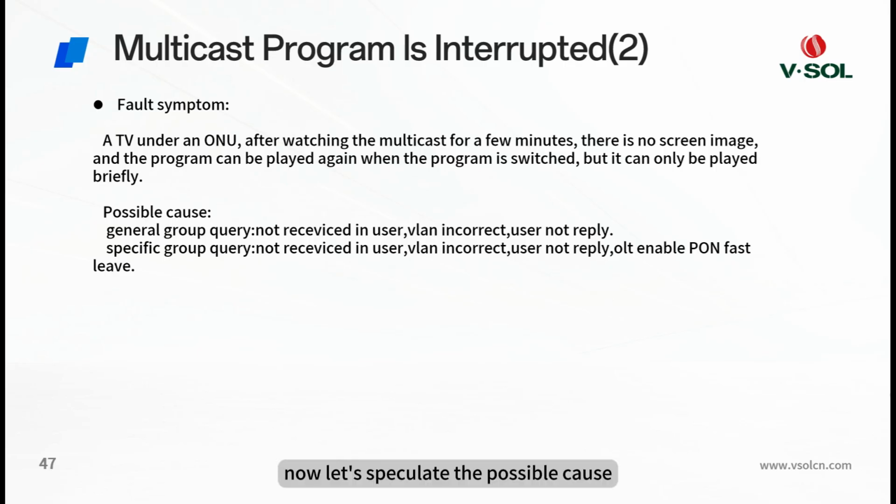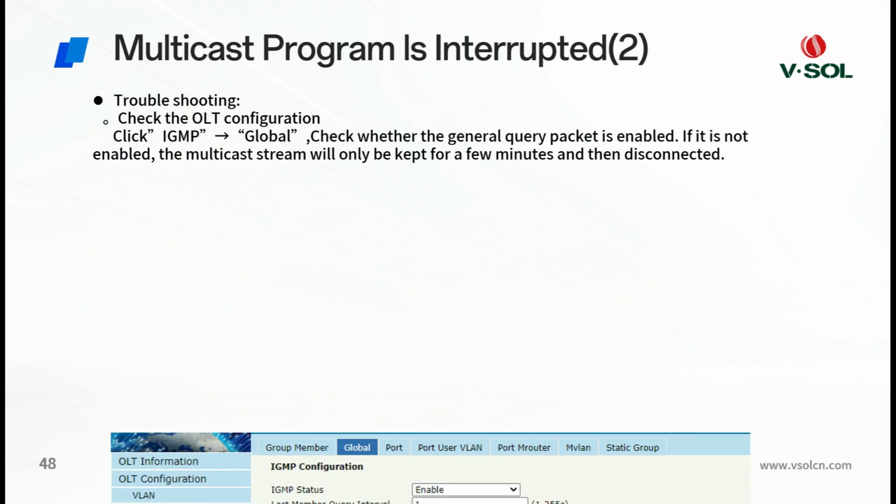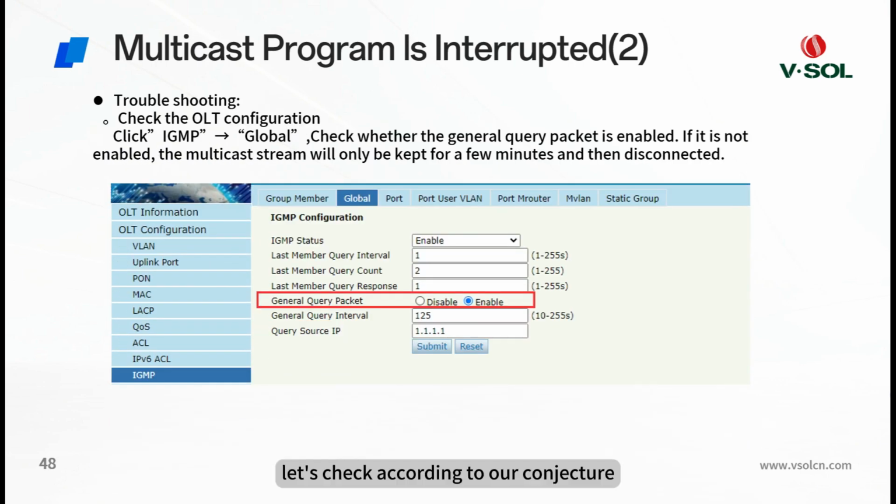Now let's speculate on the possible cause. First, maybe the general group query was not received by the user, or the VLAN is incorrect, or the user does not reply with the IGMP packet. Second, the specific group query was not received by the user, or the VLAN is incorrect, or the user does not reply with the IGMP packet.